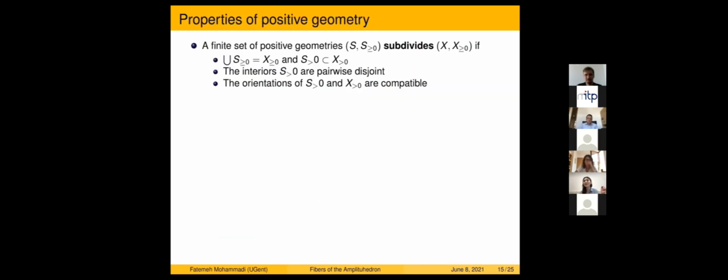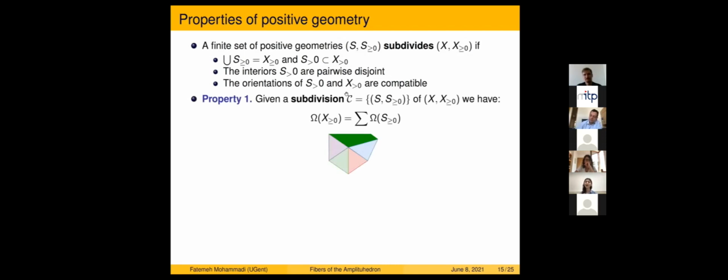So you have this geometric object x plus, and you can define subdivisions of these objects. What does that mean? You would like to find other positive geometries, smaller positive geometries, that cover a dense subset of this space. And these subsets should be compatible. For example, the interior part of every positive geometry is orientable, and you would like the orientation of these small pieces to be compatible with the orientation of the larger space.